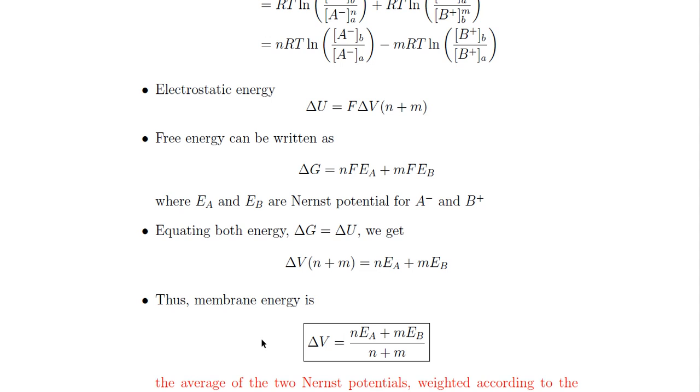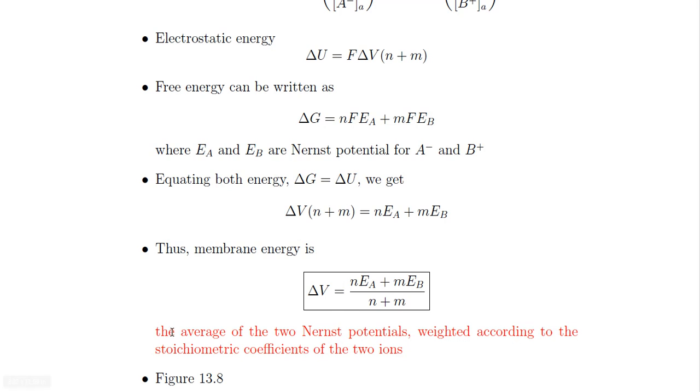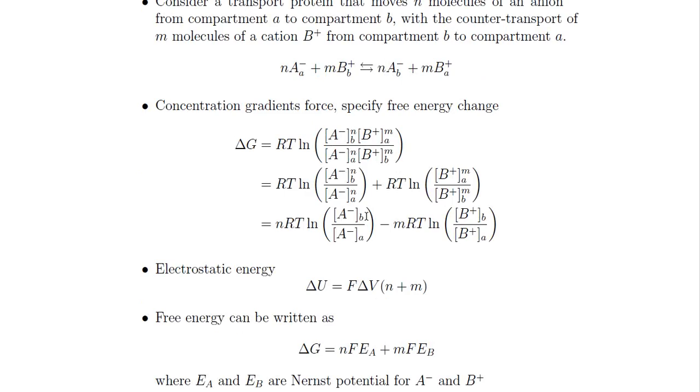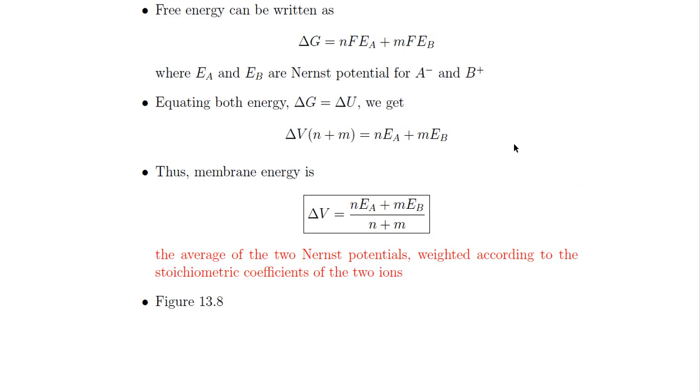Solving this, we get the membrane electrical potential for this membrane equal to (n E_A + m E_B) over (n + m). So we have the average of the two Nernst potentials weighted according to the stoichiometric coefficients of the two ions. We can plot this equation, and we get something like figure 13.8. So we can estimate the transport of one anion or cation through the membrane.